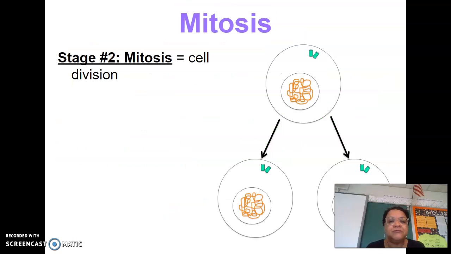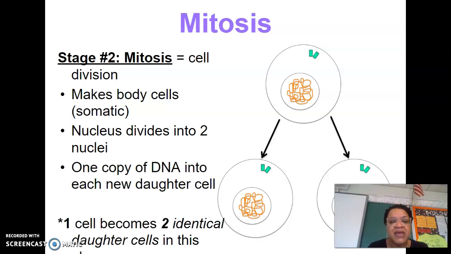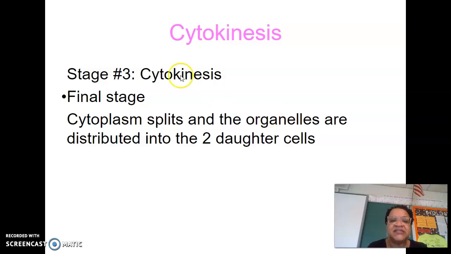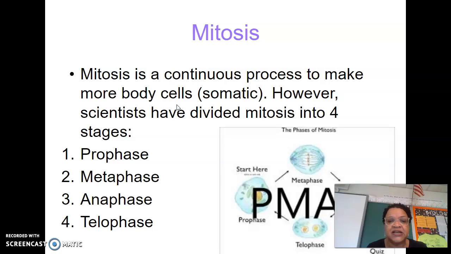So mitosis makes the body cells. Mitosis is body cells. The end result of mitosis is the nucleus divides into 2 nuclei, and it's identical to the original cell. Cytokinesis is the final stage, and that's where the cytoplasm splits and the organelles are distributed into two daughter cells.